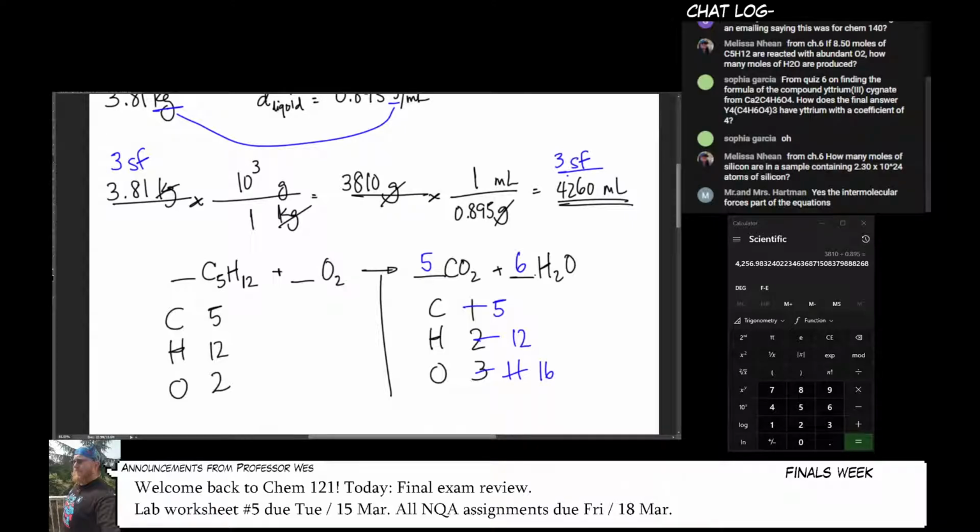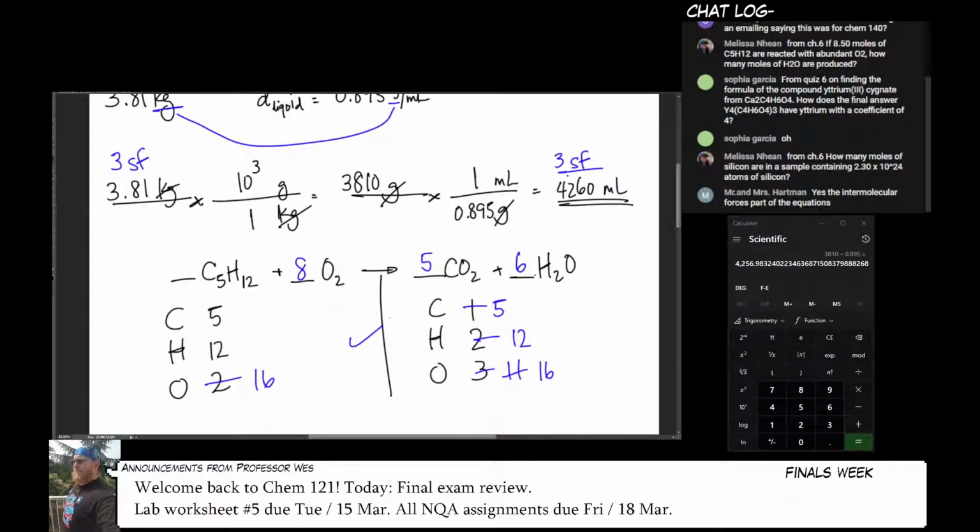And then to balance my oxygens over here, I just do that. So that should be the balanced equation for the combustion of pentane. You take a pentane and 8 oxygens, you get 5 CO2 and 6 H2O out.